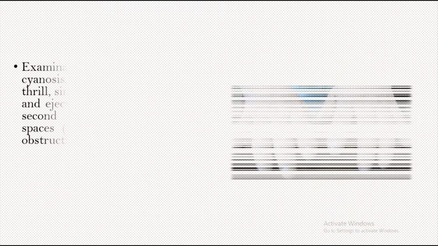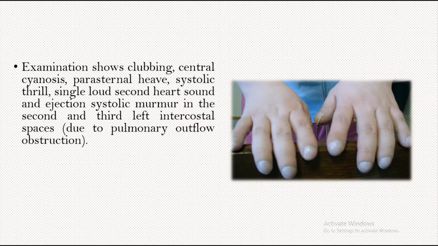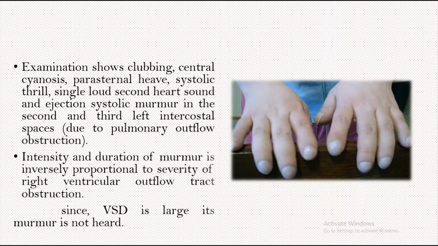Then the examination also shows clubbing, central cyanosis, parasternal heave, systolic thrill, single loud second heart sound, and an ejection systolic murmur in the second and third left intercostal spaces. It occurs due to the pulmonary outflow obstruction. The intensity and duration of the murmur is inversely proportional to the severity of right ventricular outflow tract obstruction. Since the ventricular septal defect is large, its murmur is not heard.